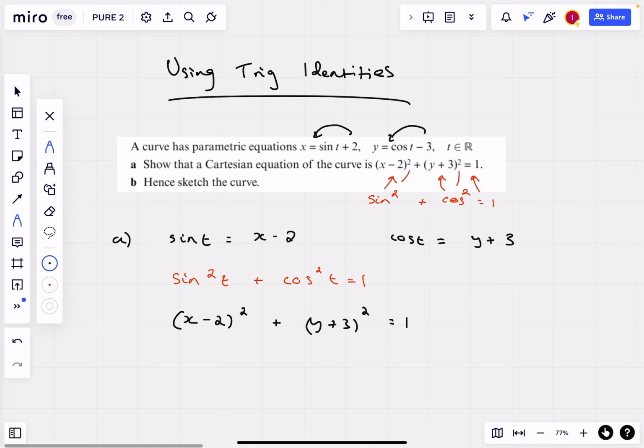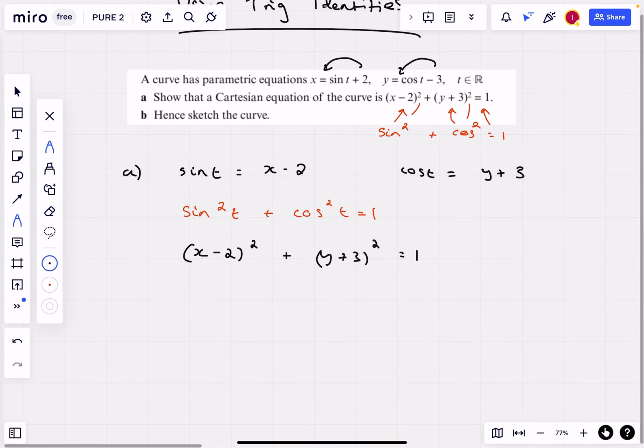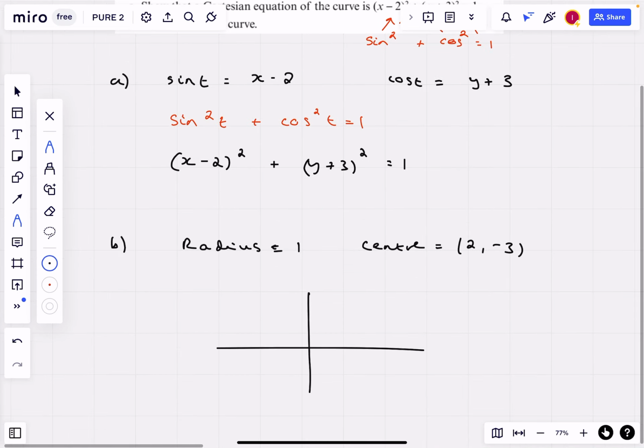That's your Cartesian. Now, when it comes to sketching the curve, this isn't really a curve. It's a circle where your radius is 1 and your center is (2, minus 3). So draw axes. (2, minus 3), I'm going to say, is somewhere here. And ideally the same radius, but you can just label that as 1. And then there you go. That's it. Done.